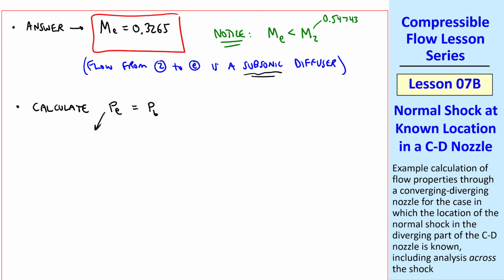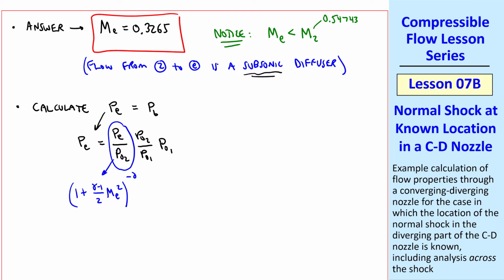Well, how do we do this? Again, wise use of ratios. I'll set PE equal to PE over P naught 2, P naught 2 over P naught 1, times P naught 1. This ratio, since the flow is isentropic from 2 to E, is 1 plus gamma minus 1 over 2 ME squared to the negative gamma over gamma minus 1.